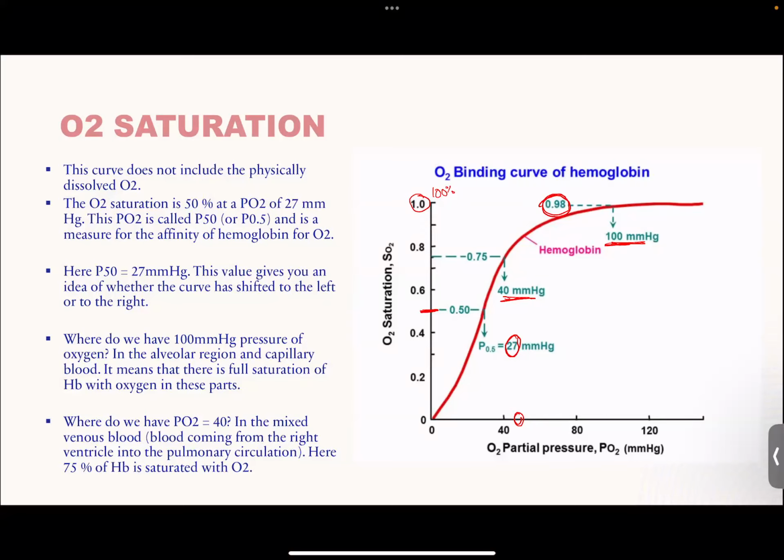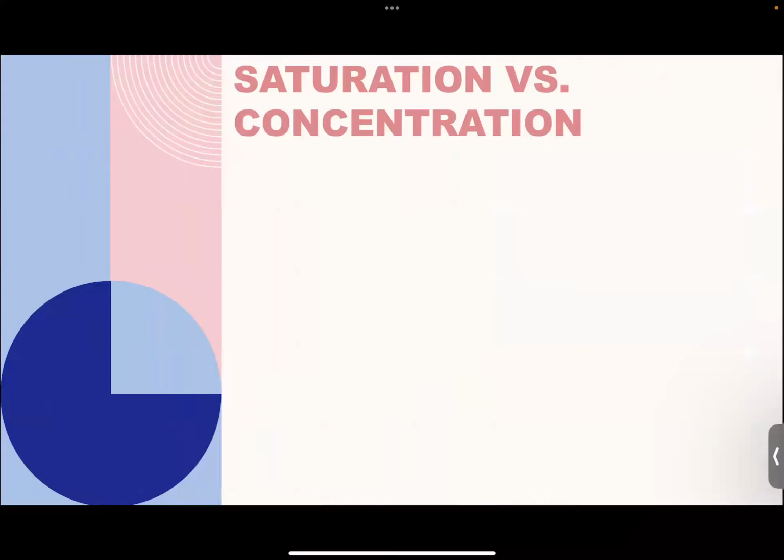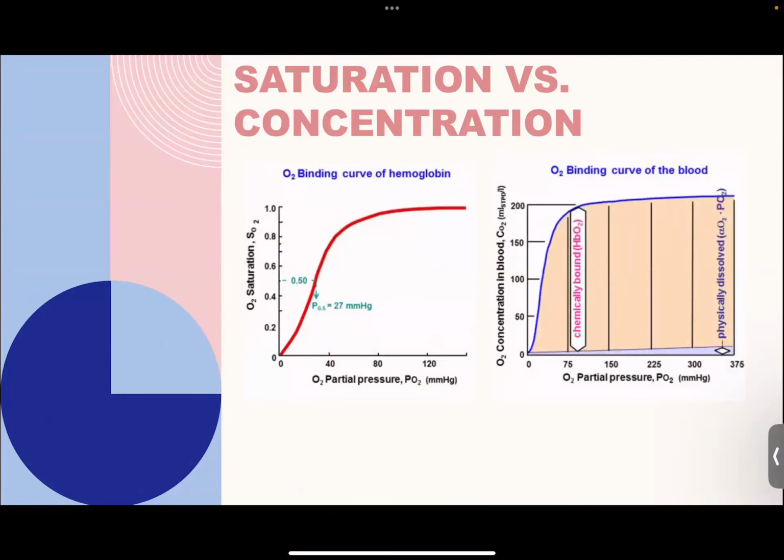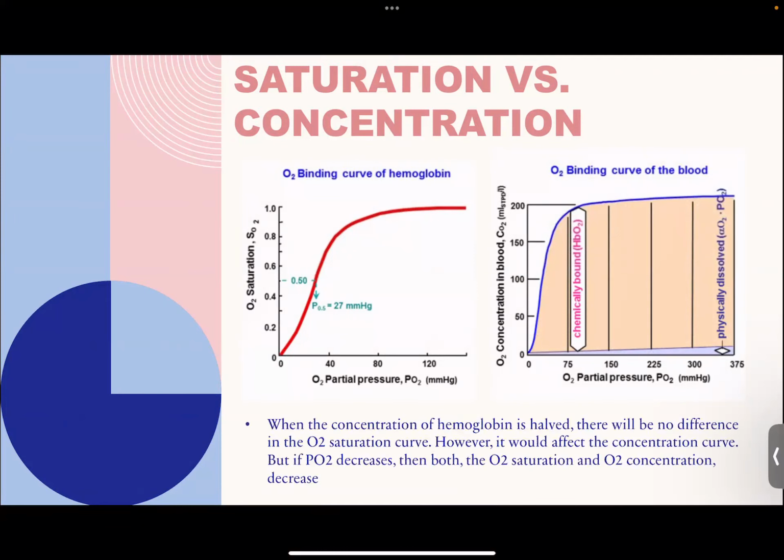So we said that there is a difference between the O2 saturation curve and the concentration curve. So what is the difference? Basically, when we see the O2 saturation curve, it is talking about the ability to bind. It is talking about how much of the hemoglobin is bound to the oxygen. Okay. When we look at the concentration curve, it's talking about how much oxygen is there in the body.